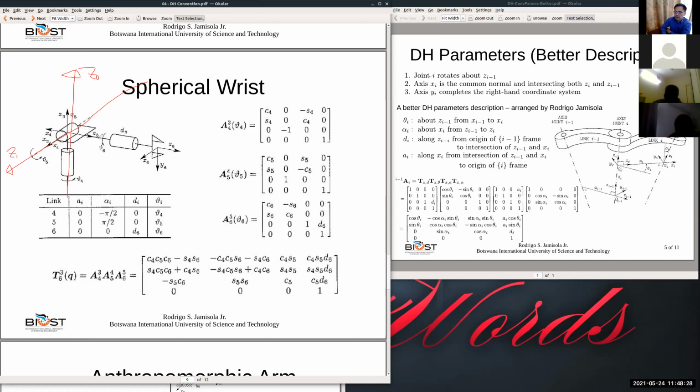So the next part is here. Here, this joint rotates there. This is the rotation of theta 1. Here, this is the rotation of theta 2. And then now this is your Z3, and also rotates. The positive direction is this direction, theta 3.